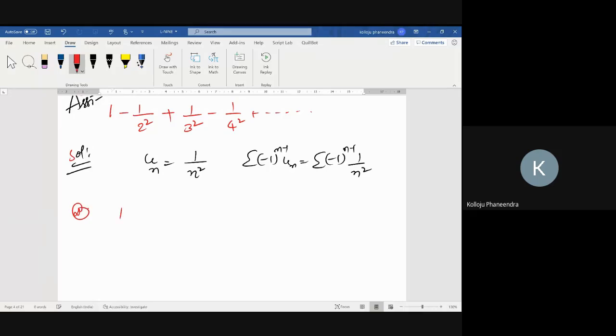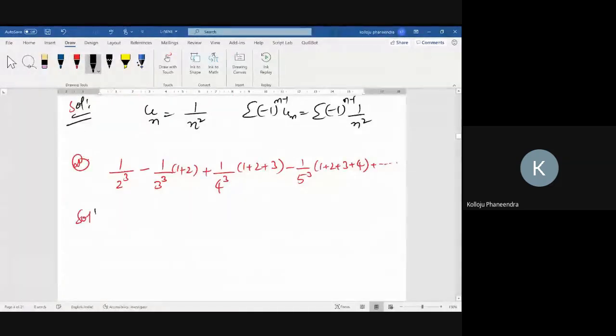1 by 2 cube minus 1 by 3 cube into 1 plus 2, plus 1 by 4 cube into 1 plus 2 plus 3, minus 1 by 5 cube into 1 plus 2 plus 3 plus 4, and so on. Solution. What is the series now?